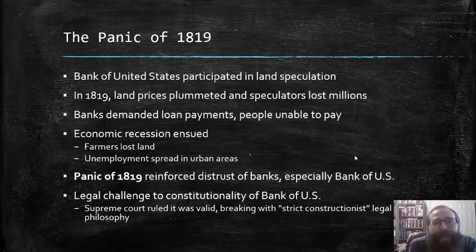And this Panic of 1819, as it was known, reinforced this inherent distrust of banks within American society, especially the Bank of the United States. And there were even legal challenges to the constitutionality of the Bank of the United States at this time. However, the Supreme Court ruled that the bank was valid. It was constitutional, breaking with a strict constructionist legal philosophy that only those things actually delineated and outlined in the Constitution were legal for the federal government to do.